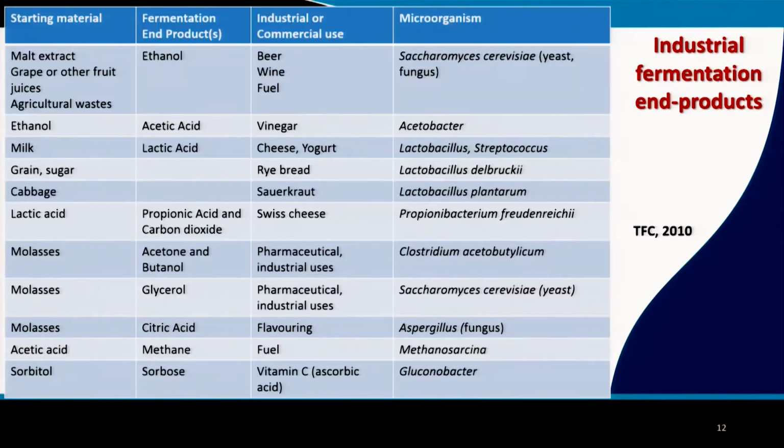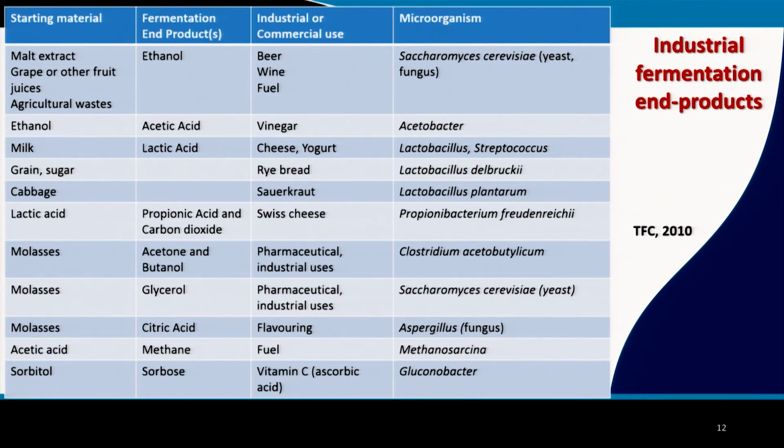This slide shows us some examples of industrial or commercial applications of fermentation. So we have the starting material in the first column, the fermentation end products in the second column, the industrial or commercial application in the third column, and in the last column we have the name of the microorganism or the species that is responsible for this fermentation reaction. So for example, the production of beer is started using malt extract, the fermentation product is ethanol, and the microorganism responsible for this reaction is Saccharomyces cerevisiae, which is a yeast or a fungi.